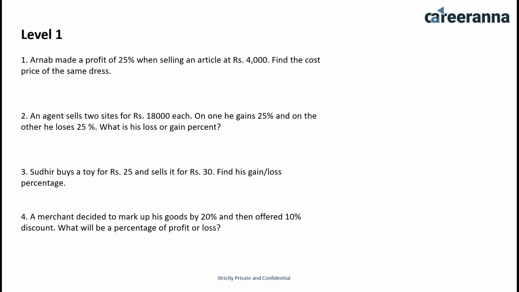Okay, so we have to solve the questions. Guys, please solve only the first question. First question is, Arnab made a profit of 25% when selling an article at rupees 4,000. Find the cost price of the same dress or article.